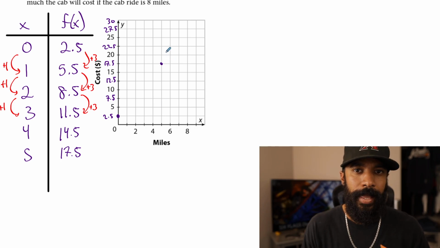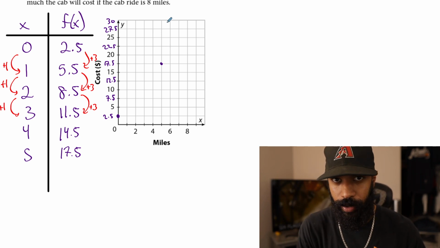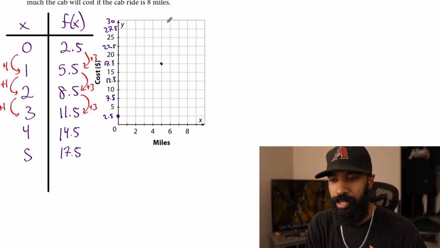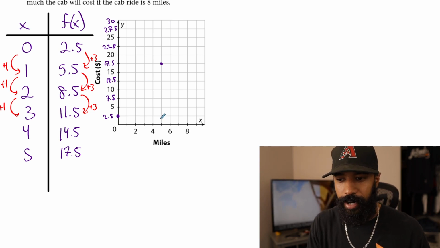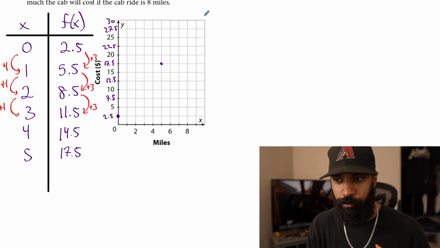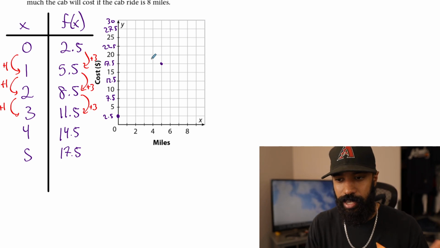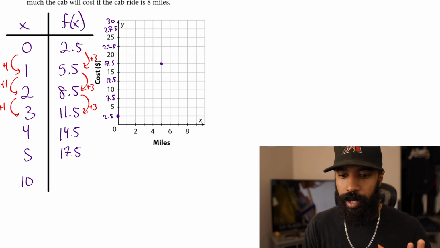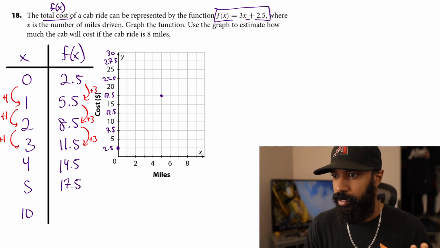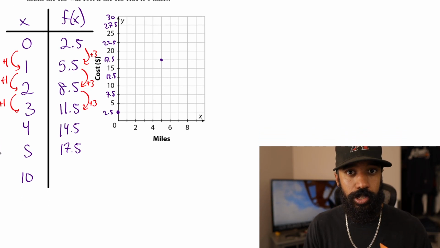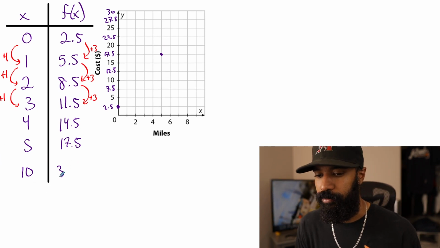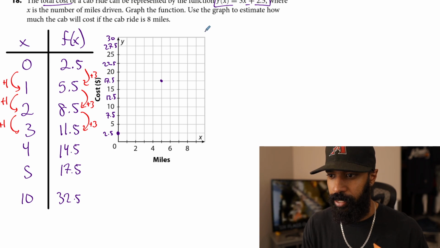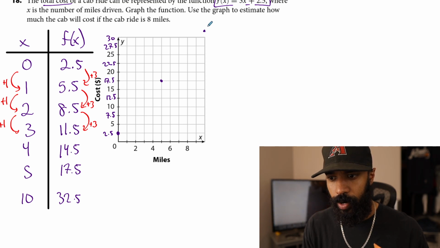Okay. Now, I only actually need 2 points to plot a line. Remember, this is linear. This is a line here. So I'm just going to use those two. I think if I went another 5, I'd go a little out of range. But my understanding is if I go another 5 over to 10, let's see what it is. 10 times 3 is 30, plus 2.5 is 32.5. So that is a little bit out of range. It would probably be the next one up right here. Probably close enough. I could try that.